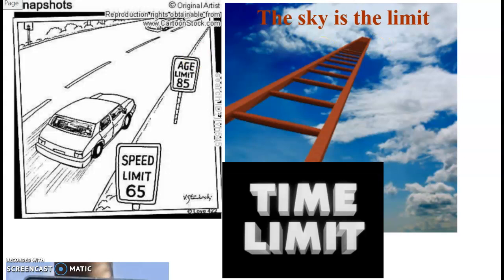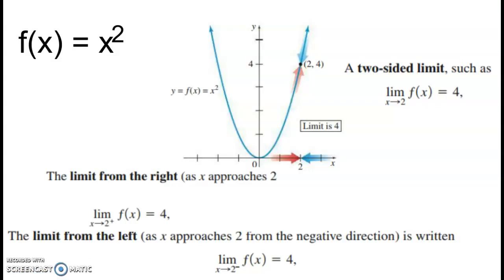can go. Okay, so sometimes you reach the limit, like the speed limit is 65. That means you can go 65, just no higher. The sky is the limit. I can't reach the sky, but I can go as high as that. So sometimes you reach your limit, sometimes you don't.